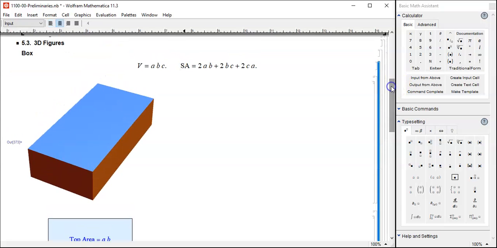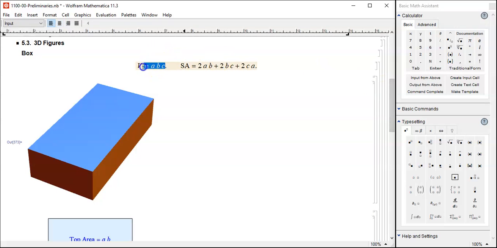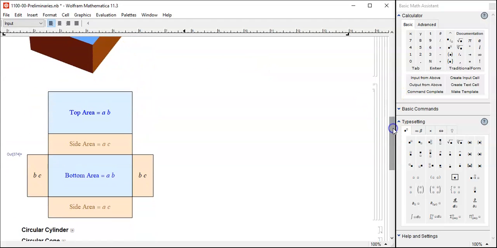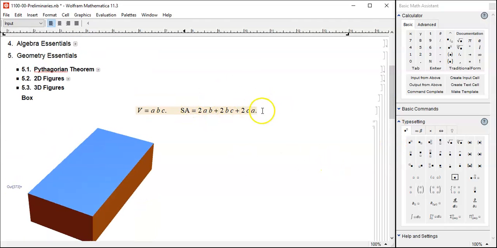Here's a volume formula for a box. A times B is base area and C is height. So this is pretty clear. How about the surface area? You can get it from the net. You can actually fold this piece of paper over and create a box. So we have bottom and top, AB and AB, and sides, height is C, so AC, AC, and then BC, BC. So add them all up, and that is the surface area formula for the box. If you have an open top box, then no top, so we'll just have AB, not 2AB.